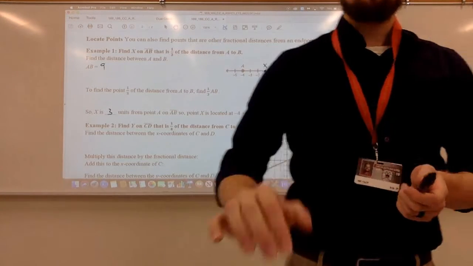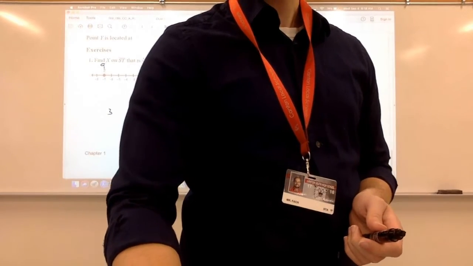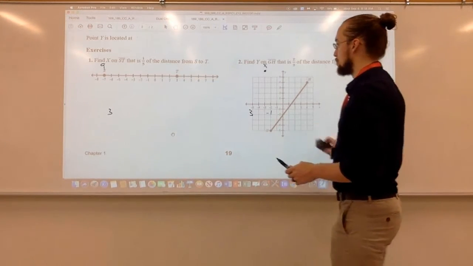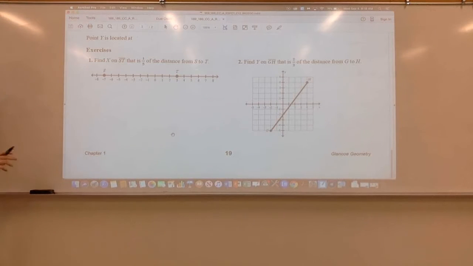All right, so let's try this one exercise down here. Just number 1, and then we'll come back to the 2-dimensional examples. So on this one, we want to find some point x on ST that is 1/5 of the distance from S to T. So first we need to find that total distance, multiply it by the fraction that we want, and then go that distance from our starting point. So give this one a try here.